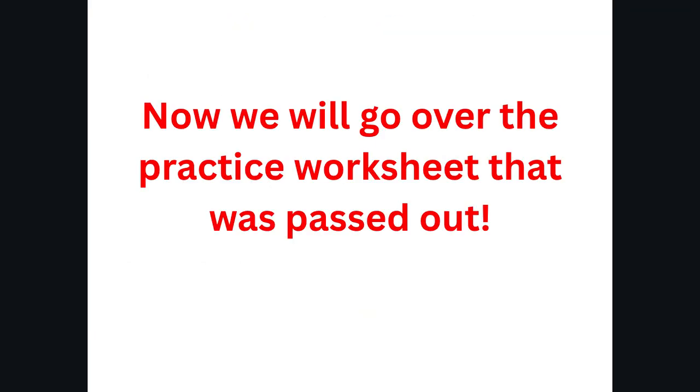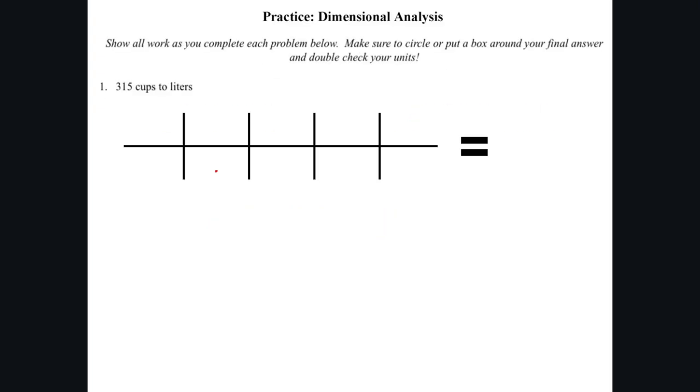But really what I wanted to focus on right now, guys, is the practice worksheet that you were handed out. It's called Practice Dimensional Analysis. And we're going to do numbers 1 through 4. You're going to do numbers 5 through 8 on your own. So number 1 says it wants you to convert 315 cups to liters. Now make sure you have your conversion chart next to you because you're going to need it. So step 1, we write what was given to us.